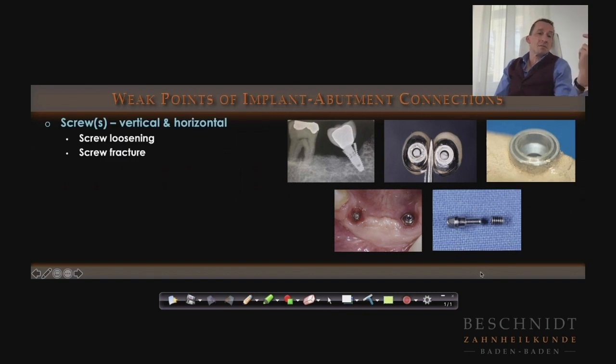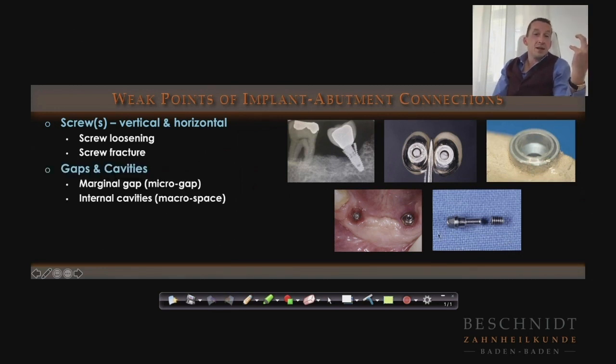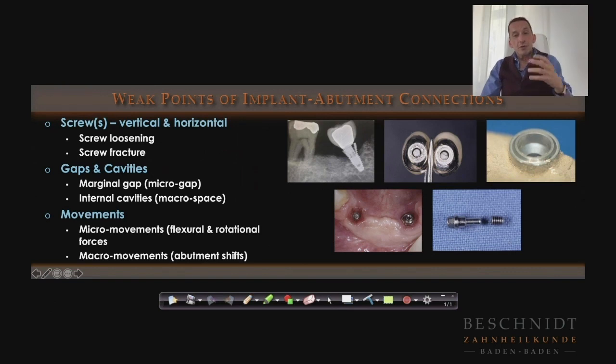The first weak point is the screw itself. We know that due to bite forces or loadings, we might have screw loosenings or screw fractures. We have gaps and cavities. Marginal gaps serve as micro gaps, and the internal surface of an implant serves as a macro space for bacteria. And we have these movements, the micro movements, which are flexural and rotational forces, and we will see where the forces are higher compared to the implant abutment connections. And the macro movements, which means tightening and untightening of abutments.